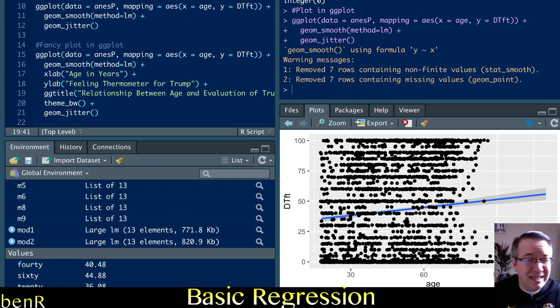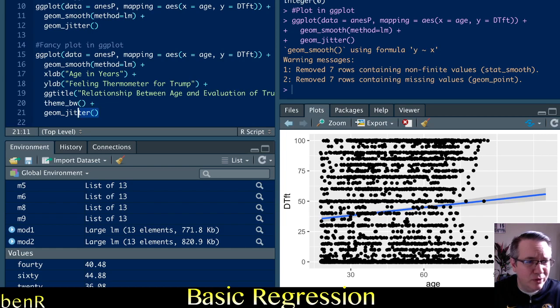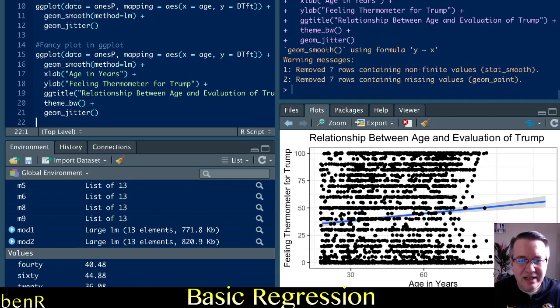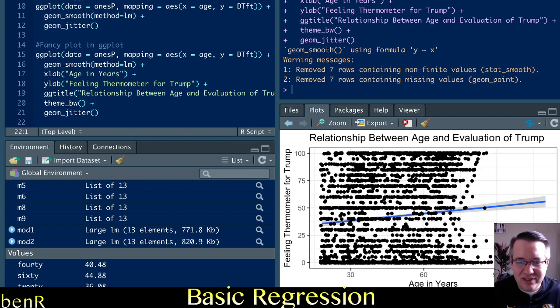And then there are various themes in ggplot, and I like theme_bw. Maybe that's because these are my initials. Maybe that's because it's just a nice looking theme. And then of course I keep that geom_jitter line. So you see if you just add those couple of options, the theme changes the way the text and the figure look a little bit. We can kind of toggle back and forth between that and that. And you see we get the title of our plot, relationship between age and evaluation of Trump. Our x label is age in years, and our y label is feeling thermometer for Trump. And so that's a little bit better looking plot.